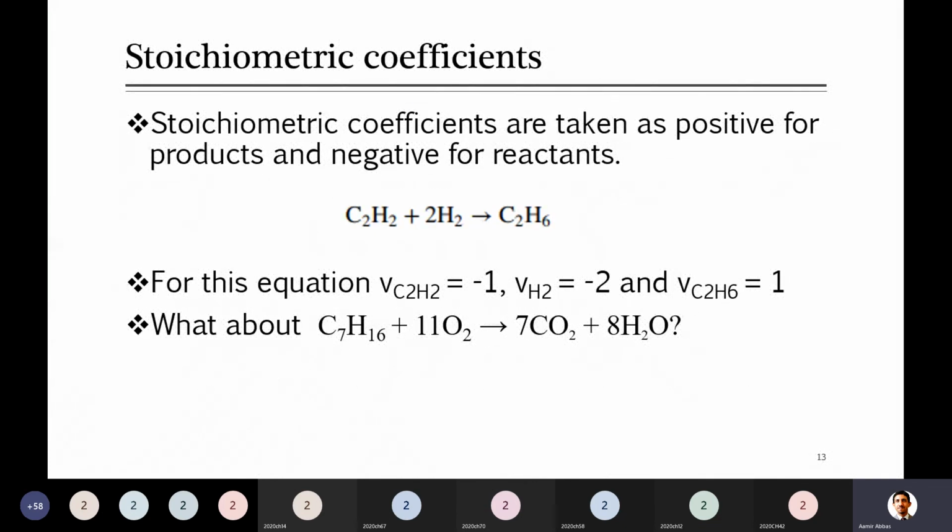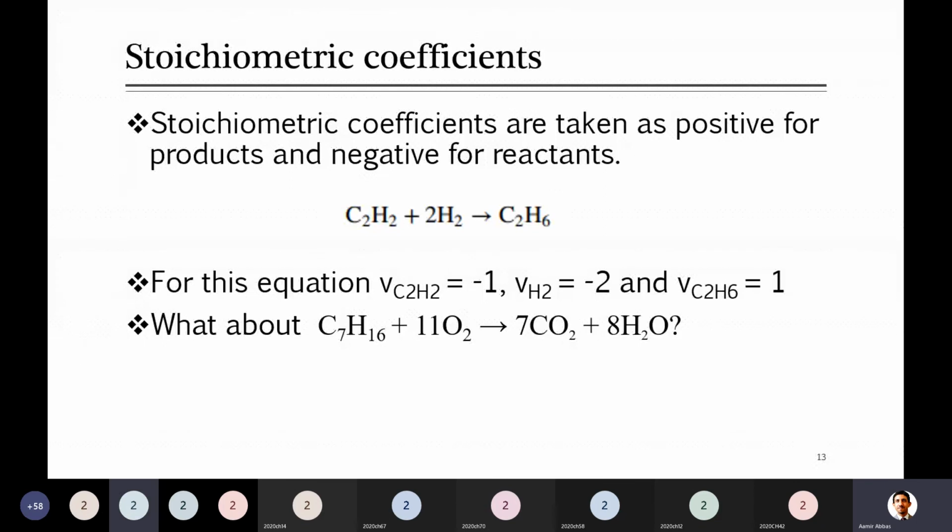in this direction. You can see that for the 2 initial reactants, the stoichiometric coefficients will be taken as negative values. One will be -1, and for hydrogen it is -2, while for C2H6 it is positive, because that is the product. So this is the convention. Just remember this while you use this equation.